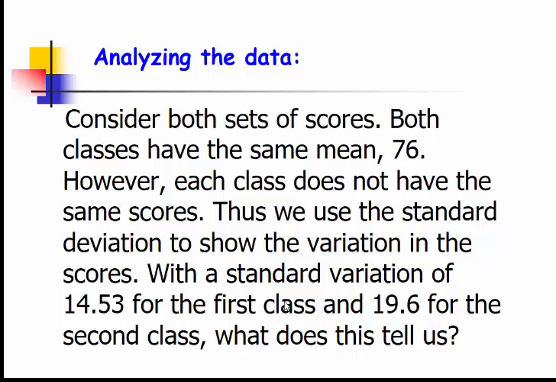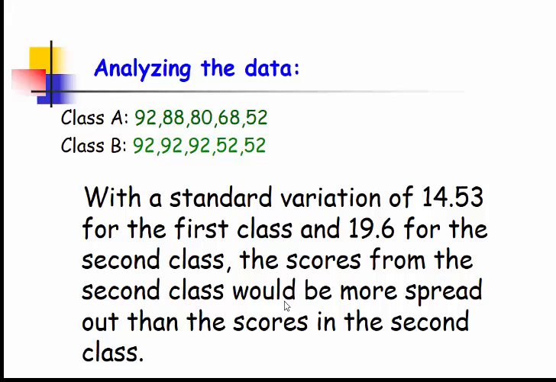Now to analyze this, we consider both sets of scores. They both had the same mean, but they did not have the same scores. So the standard deviation shows the variation. The standard deviation for the first class, 14.53, and the second class, 19.6. So what does that tell us? Well, again, standard deviation is telling us how spread out it is. The scores in the second class are more spread out than the scores in the first class.